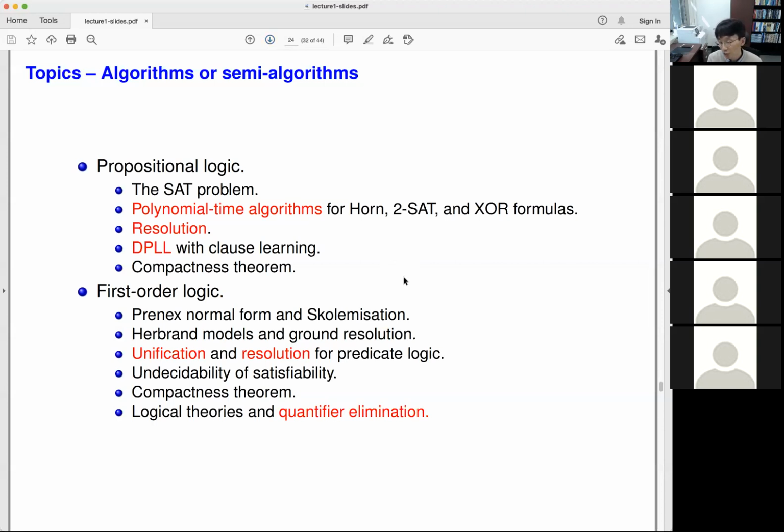For first order logic, we'll study unification, resolution and quantifier elimination. They are all related to either algorithms or semi-algorithms for checking validity or satisfiability of first order logic formulas. So they are related to automated theorem proving. And we also look at computability and complexity questions.